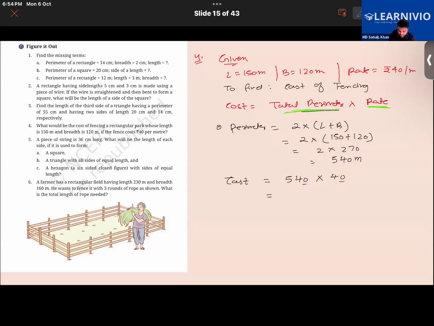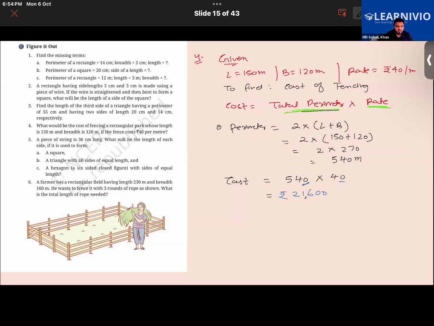So 54 into 4 will be 216. How many zeros are there? 2 zeros, no? So just put it. 21,600 rupees. Is that clear to both of you? Okay.